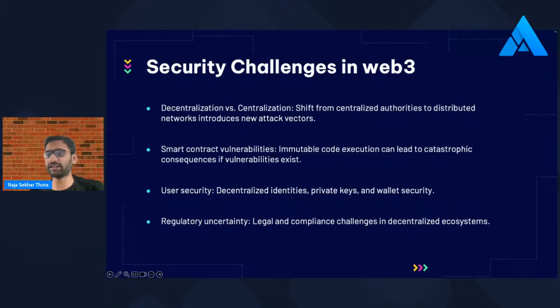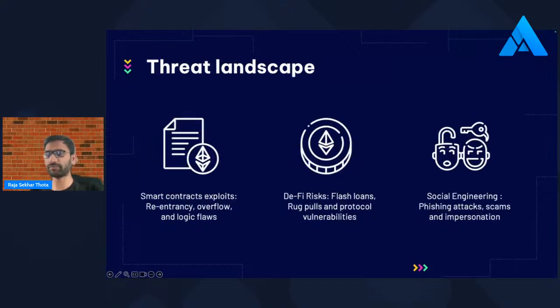And now let's look at the threat landscape. Let's say, what are the common vulnerabilities that were found previously, and the huge amount of money lost because of these threats that happened in the past. So firstly, let me discuss smart contract exploits. Smart contracts, as they are deployed, are immutable. These codes were always vulnerable to certain attacks.